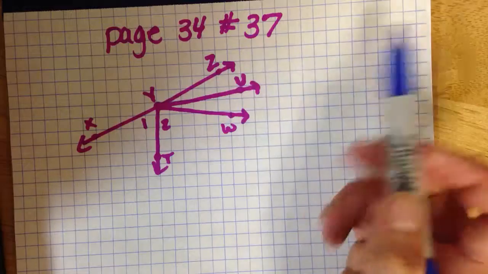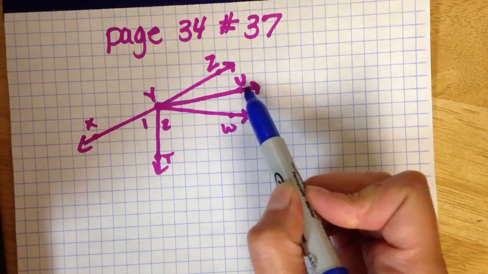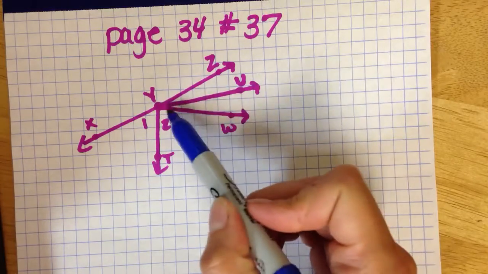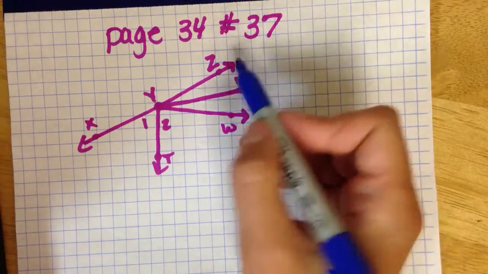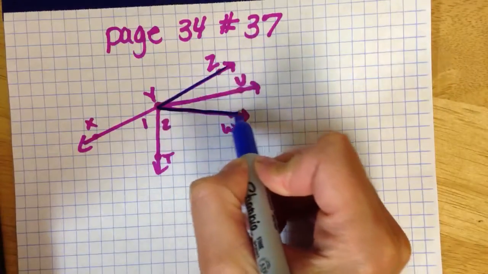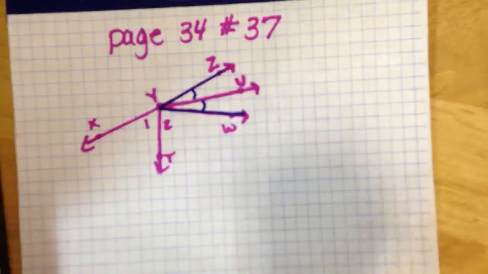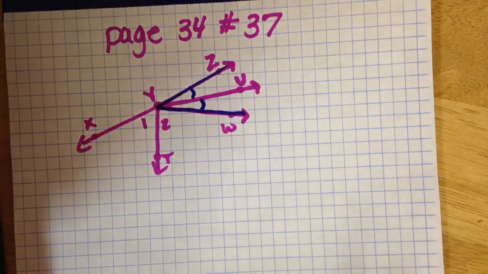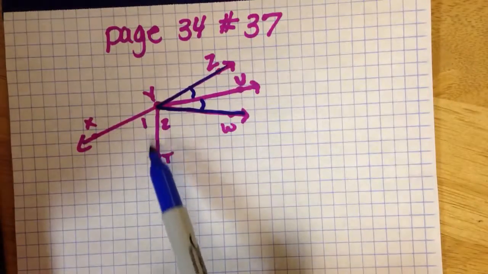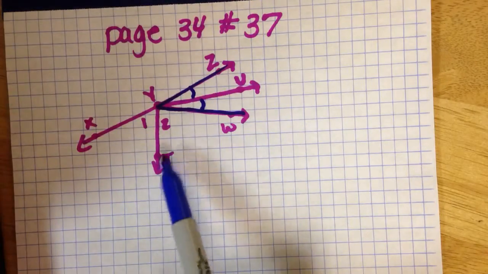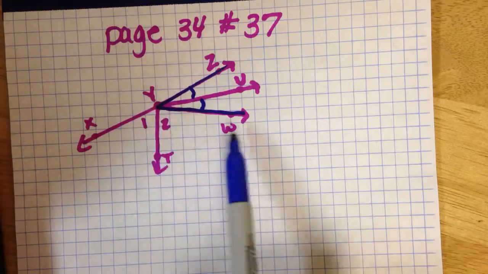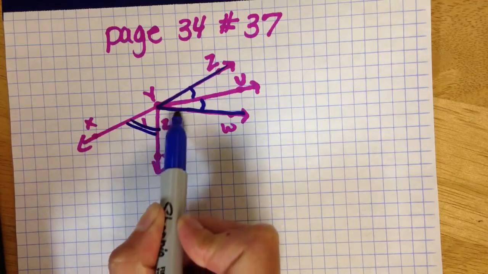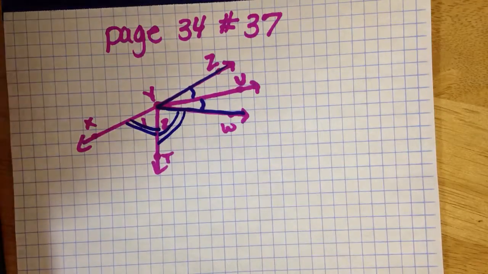Then it tells you that YU, a ray, bisects angle ZYW. The word bisect means that it's taking this angle and breaking it into two smaller congruent angles. So bisect means it's dividing it directly through the middle. And then it also tells you that YT bisects XYW. So again, this ray is directly in the middle, which means these two smaller angles are going to be congruent.